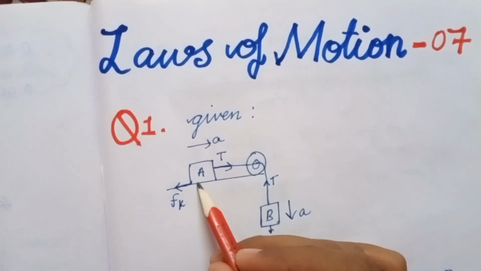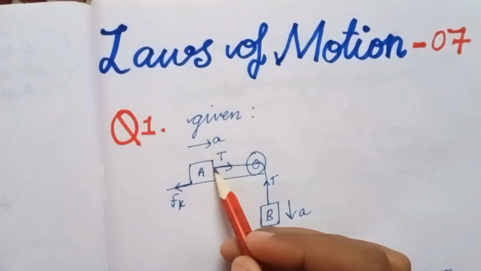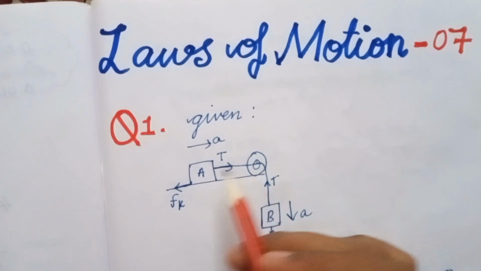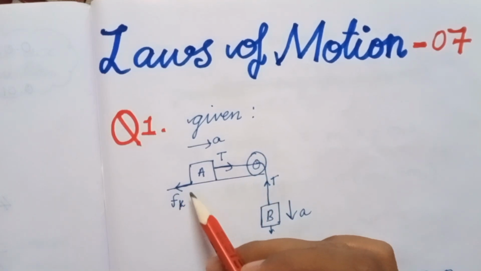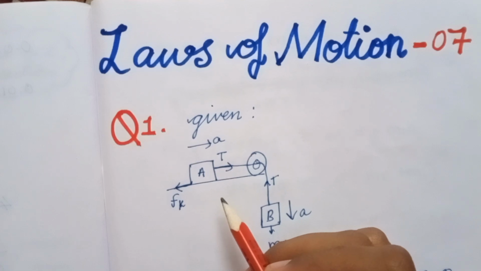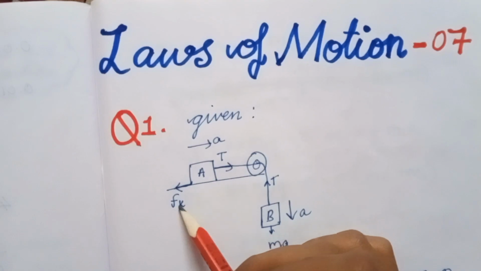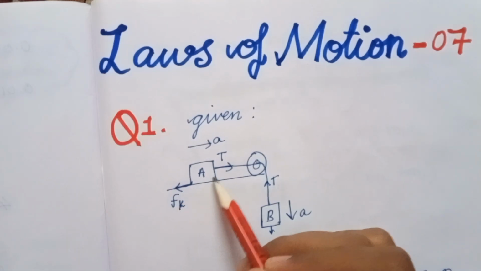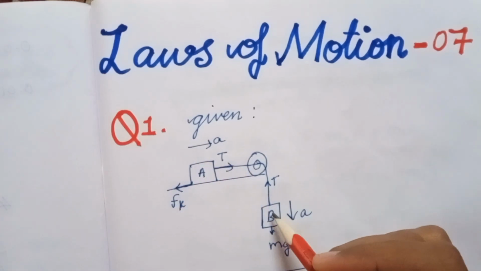Given this is block A which accelerates like this, the tension in the string T, this is the pulley, and this is kinetic friction. This acts like this. What do you mean by kinetic friction? The kinetic friction is a force which prevents the object from motion. The object is already moving. The difference between kinetic friction and static friction: static friction is a force which prevents the object from motion when the object is at rest. So here the kinetic friction prevents the object from motion, but it accelerates like this.